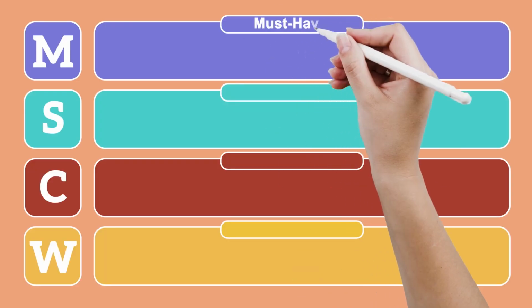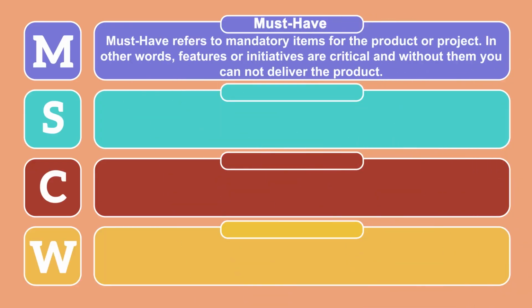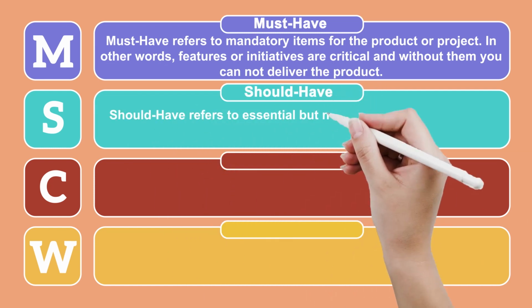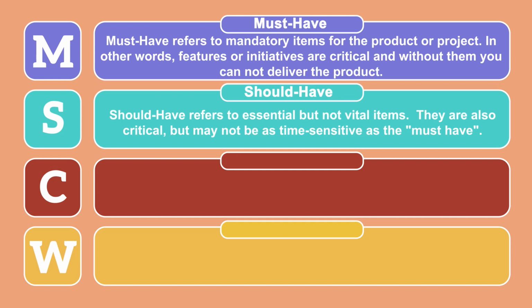Must have. Must have refers to mandatory items for the product or project. In other words, features or initiatives are critical, and without them you cannot deliver the product. Should have. Should have refers to essential but not vital items. They are also critical, but may not be as time-sensitive as the must-have.